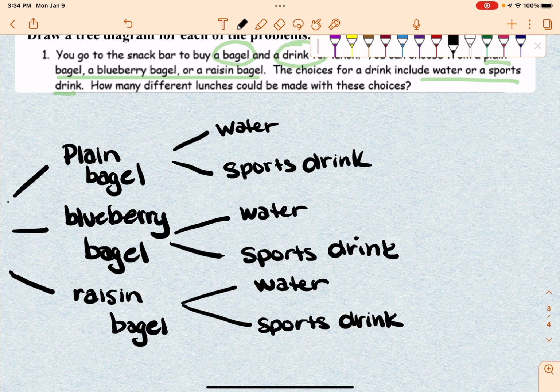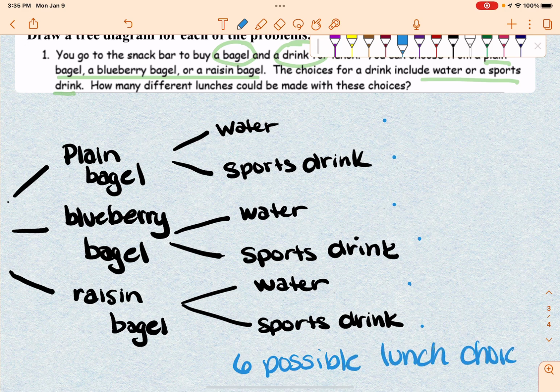So if I go back and look at this, if I start here, I can have a plain bagel with water or a plain bagel with a sports drink. I can have a blueberry bagel with water or a blueberry bagel with a sports drink, a raisin bagel with water, or a raisin bagel with a sports drink. So that means if I look down, I have 1, 2, 3, 4, 5, 6. So 6 possible lunch choices. Okay, we'll come back to this with the next part of probability.